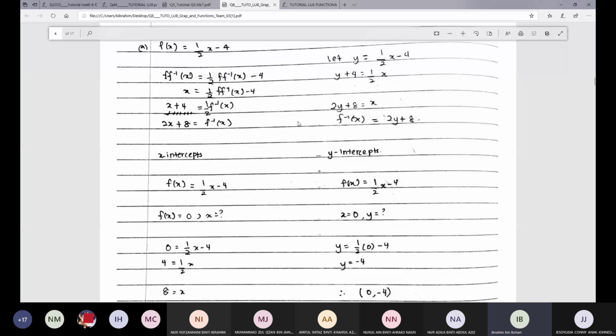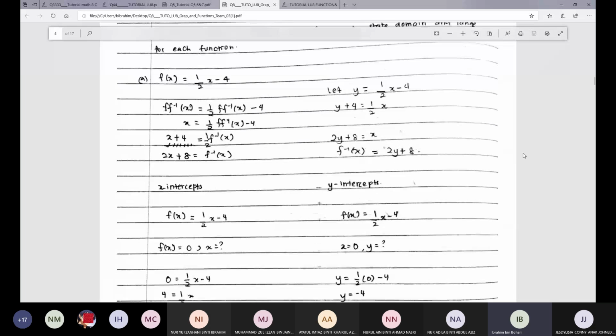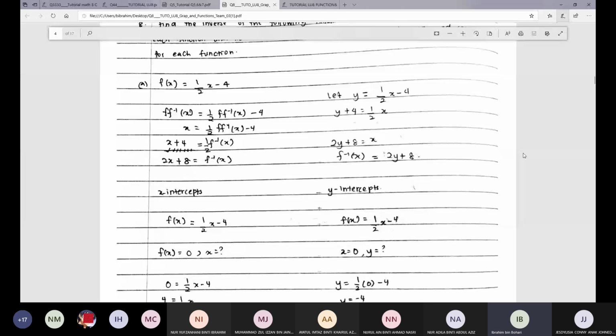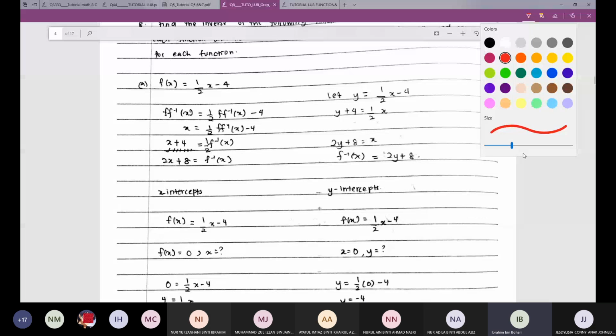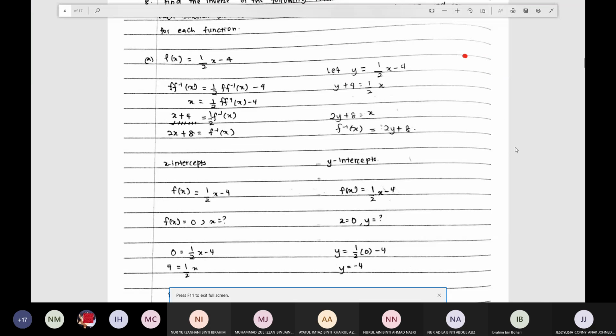Okay, so question 8, inverse function. And then you state the domain and range of the function. 1 over 2x minus 4. And you find the inverse function. Saya cek jawapan, betul ke tidak? Check. Okay, so answer here equals 2x plus y. Ini ya. So this one you replace y with x.